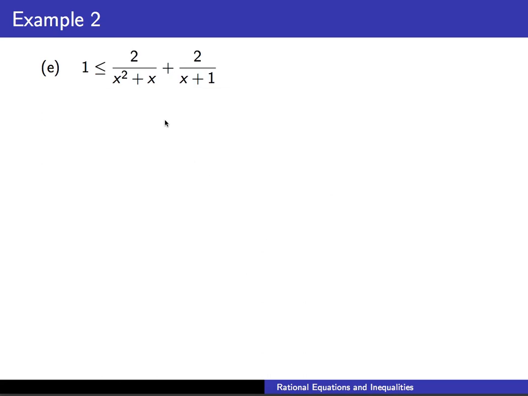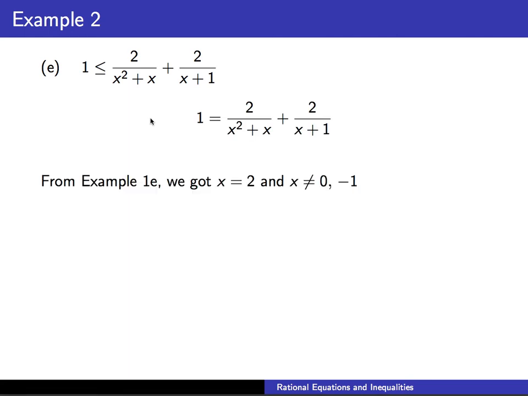Part E, we have 1 is less than or equal to 2 over x squared plus 2 over x plus 1. Again, we treat it like an equation, which we solved in example 1E. We got the solution to the equation to be x equals 2, and we said that we are not allowed to have x equals 0, nor x equals negative 1, because they would cause the denominator to equal 0. So we got negative 1, 0, and 2 as our critical values. Negative 1 and 0 automatically get open circles, and then the 2, the solution to the equation, because it's a less than or equal to, we will include as part of our inequality answer. So that gets a closed circle on our number line.